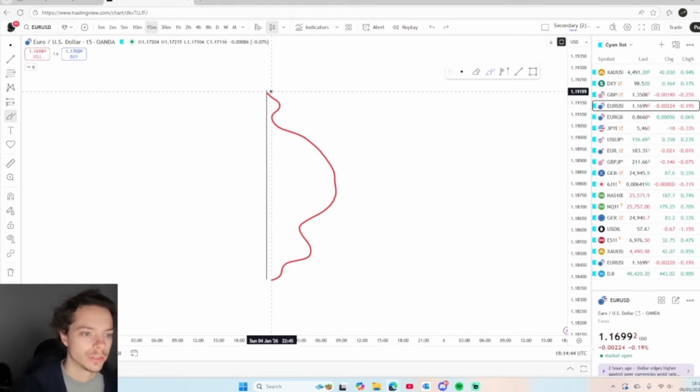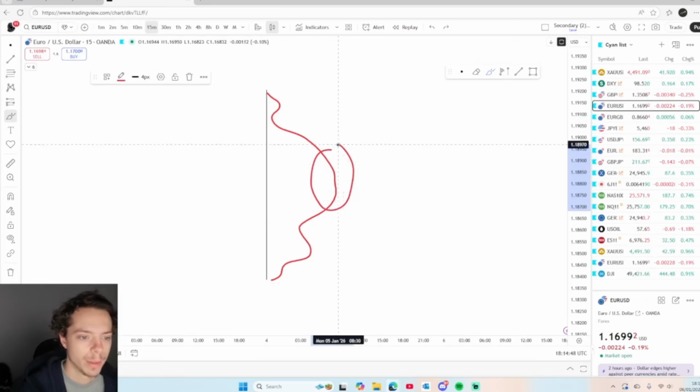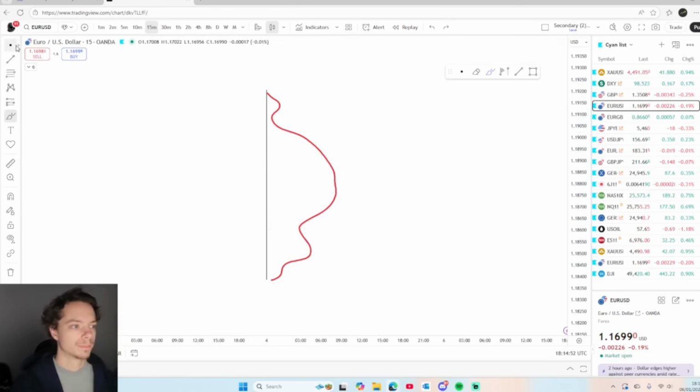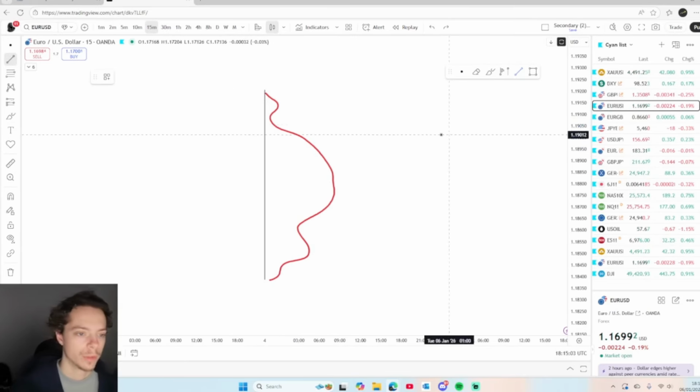Essentially you can see you're going to have these dips of low volume, and you're going to have these peaks of high volume, and then dips and then peaks. It's just showing you all the different volume that's been expended at the different points. And I'll tell you how we can trade it going forward in the video.